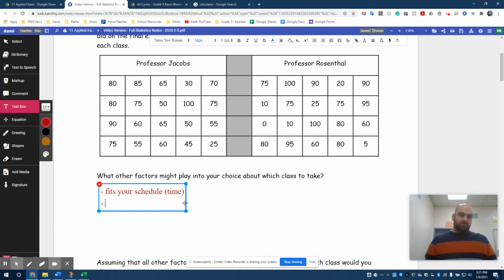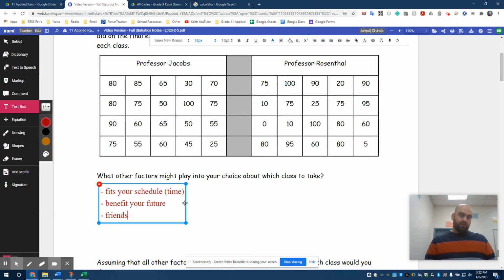Does the class benefit your future? Is it a benefit to your future? Do you want to take an economics class? Do you not need an economics class? Is it a requirement for your major that you are taking? Are you just taking it for fun? These are all things that are a factor that you may or may not want to take a course for whatever reason.